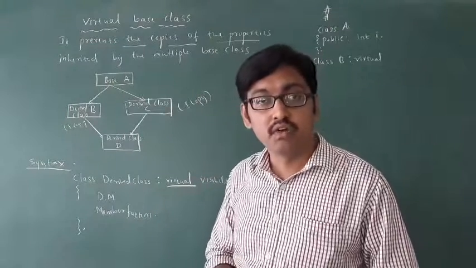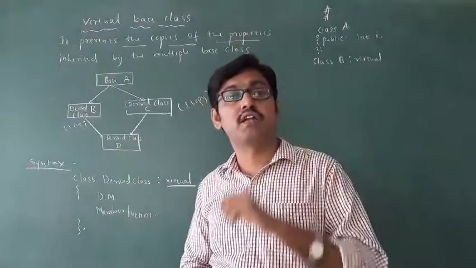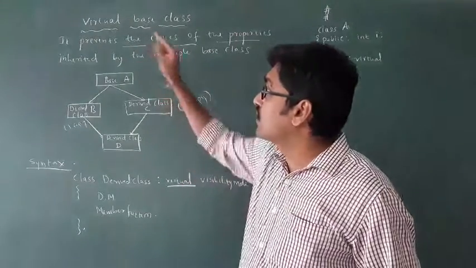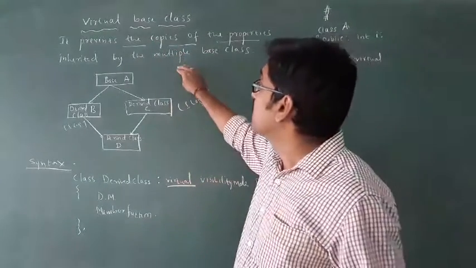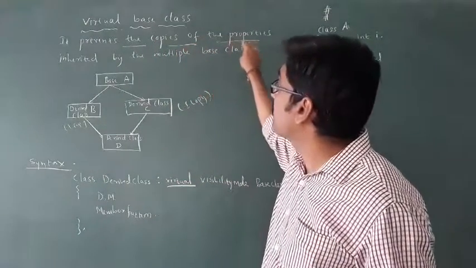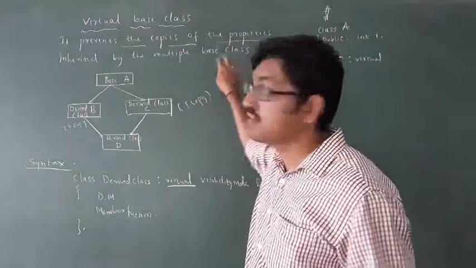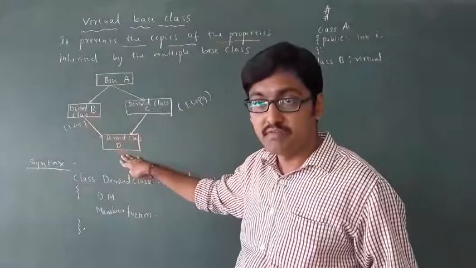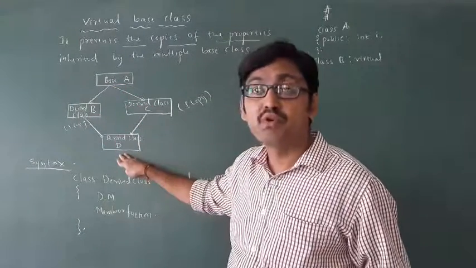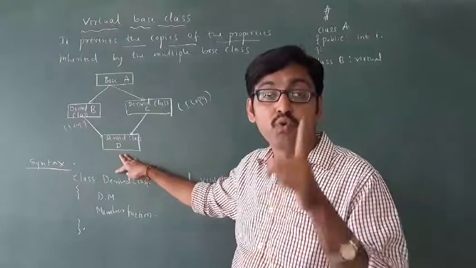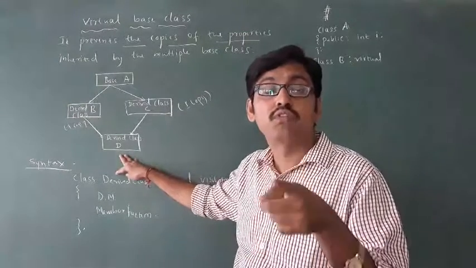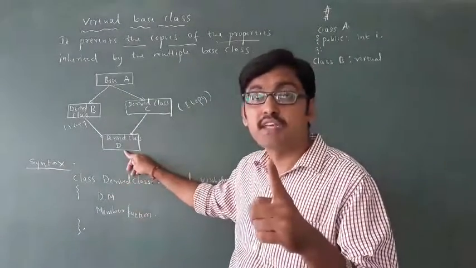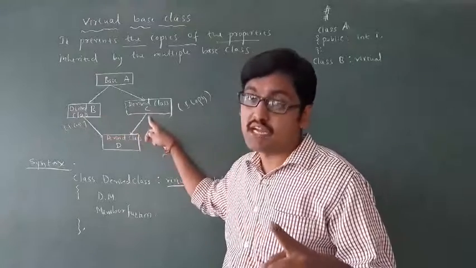That's why, to overcome this drawback, you have to use a virtual keyword. A keyword is nothing but it is in white letters; these are reserved words. Must and should, you have to use the keyword. What is a virtual base class? To prevent these copies of the properties inherited by the multiple base classes, B and C, the properties come to D. A properties also come to D, but it gives an error. To overcome this drawback, you have to use virtual base classes. So for D, the virtual base classes are B and C.